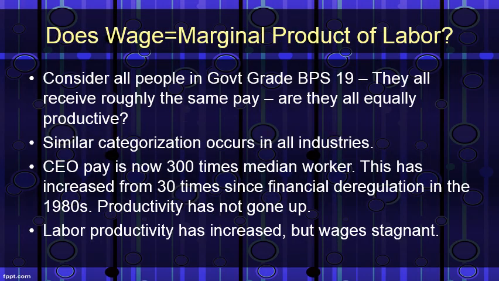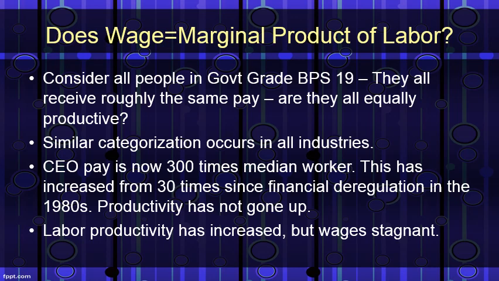Similarly, your economics teaches you that wages equal marginal product of labor. But if you look at the world around you, you can see that it is not true. All people in the government grade 19, all assistant professors, make the same pay because that's the grade pay. But are they equally productive?